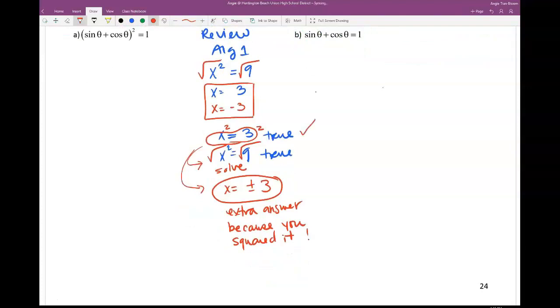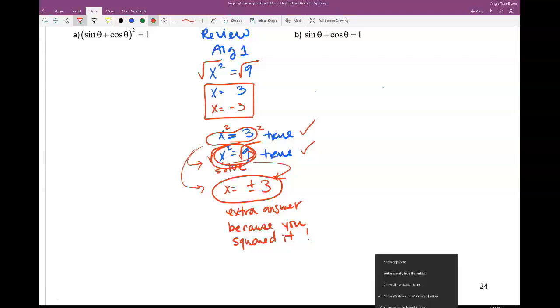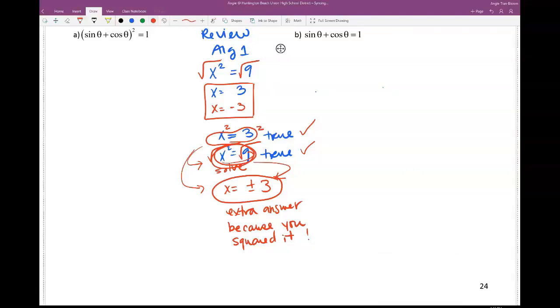This is a true statement. But when I solve for this, I ended up with 2 answers, but my original statement was only 1. So in algebra, we are manipulating equations so we can solve. Like we borrow things, we manipulate things.